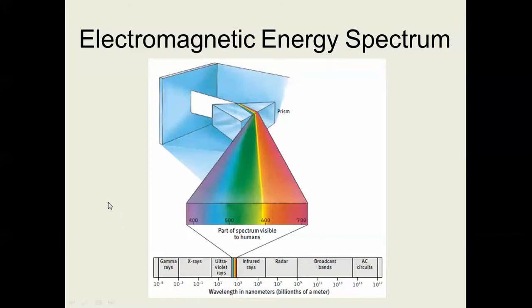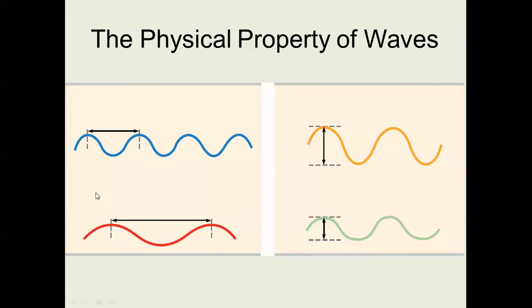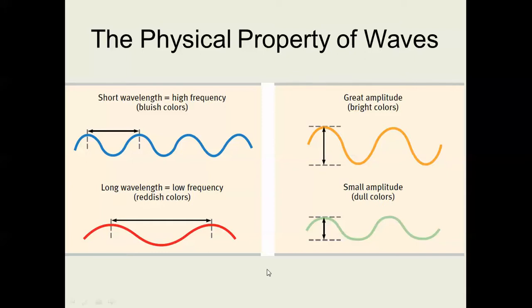So, this is a picture of the electromagnetic energy spectrum. The spectrum ranges from gamma rays as short as the diameter of an atom to radio waves over a mile long. And the narrow band of wavelengths that are visible to the human eye, those are actually enlarged right here, extends from the shorter waves of blue-violet light to the longer waves of red light. And the physical property of waves is that shorter wavelength is high frequency, and those are blue. Long wavelength is low frequency, and those are red. Great amplitude is bright colors, and small amplitude are dull colors.